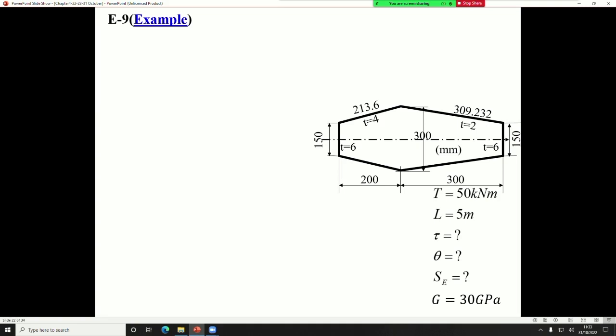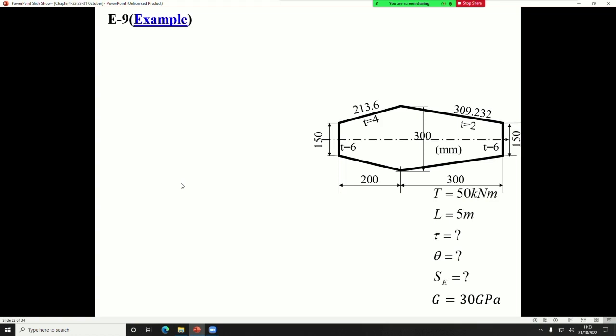So we have the torque applied. The length is 5 meters. The problem is asking us to find the shear stress in each thickness, the angle of twist, and the energy stored, assuming the whole section is made of aluminium with a shear modulus of 30 gigapascals.